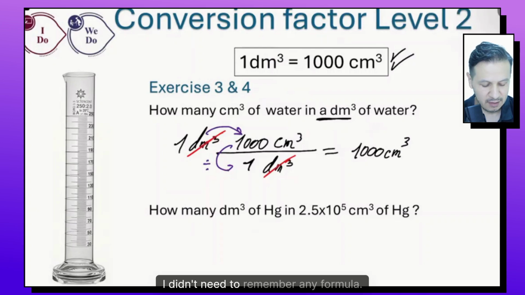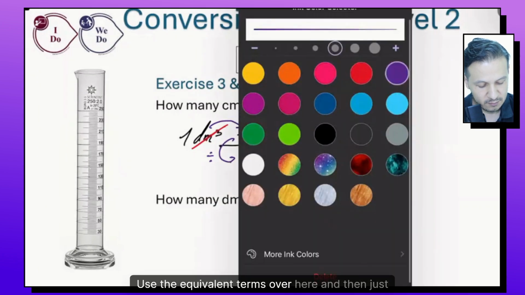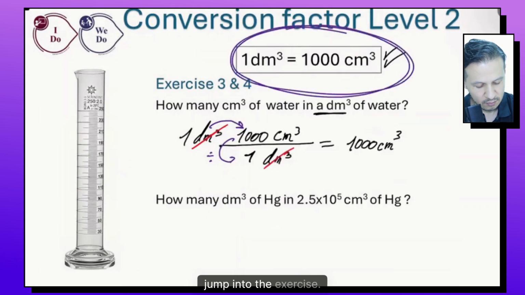I didn't need to remember any formula. It's just using my conversion factor, use the equivalent terms over here, and then just jump into the exercise.